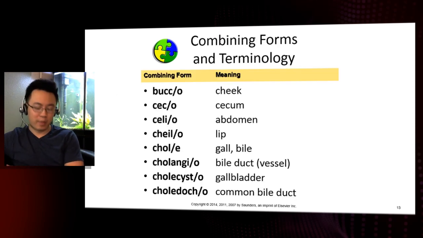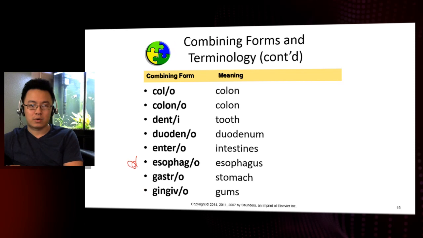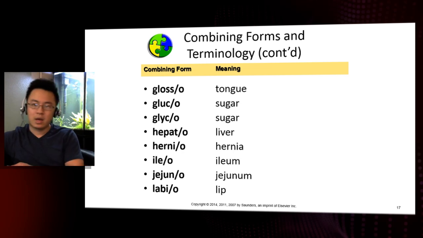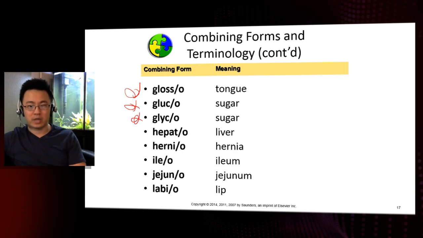Right. Some additional combining forms that you might want to know. We talked about a lot of these in the previous chapter, but cholangio, which means bile duct or vessel. We also have here choledocho, which means, of course, common bile duct. Esophago here means esophagus. For example, esophageal atresia, which we just mentioned earlier. We also have here glosso, which means tongue. We definitely remember this word. Gluco means sugar, and glyco also means sugar as well.